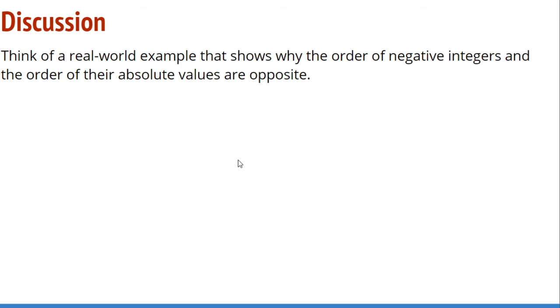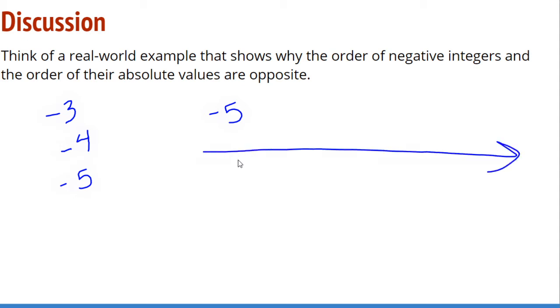Well, Alec, Benny, and Charlotte all have negative cafeteria balances. So one of them owes $3, one of them owes $4, and one of them owes $5. So the person that owes the least, if we put these in order from least to greatest, appears to be the -5, because if we put them in number line order going from least to greatest, -5 is least, then -4, and then -3.